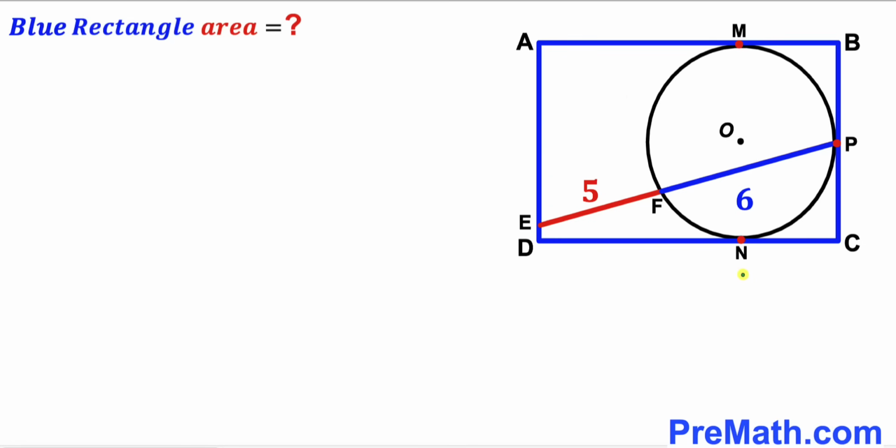We have this circle with center O, fully confined in a blue rectangle ABCD, as you can see in this given diagram, such that M, N, and P are the points of tangency. Moreover, we have this line segment EP, out of which this segment EF length is 5 units, whereas this chord FP length is 6 units. Our task is to calculate the area of this blue rectangle ABCD.